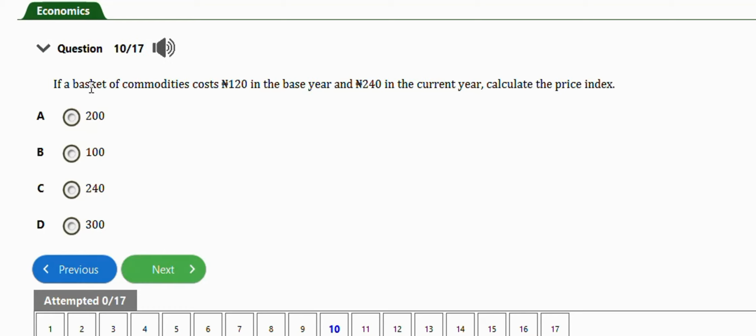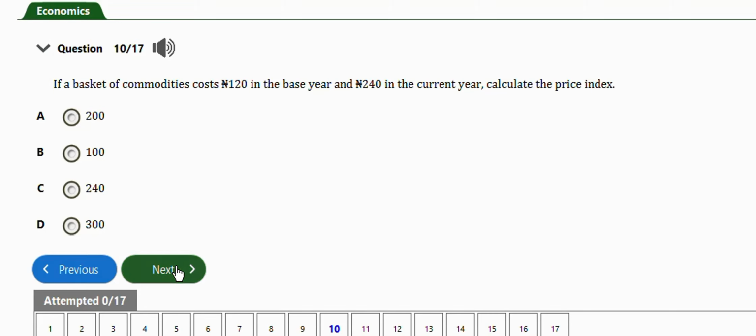Okay, next question is this one. It says if a basket of commodities cost 120 naira in the base year and 240 naira in the current year, calculate the price index. I think we have dealt with how to calculate price index in one of the videos. The formula to apply here is the price of the current year over the price of the past year times 100/1. So when you punch 240 over 120 times 100/1 in the calculator, you're going to have 200% as the answer. So the right answer is option A.